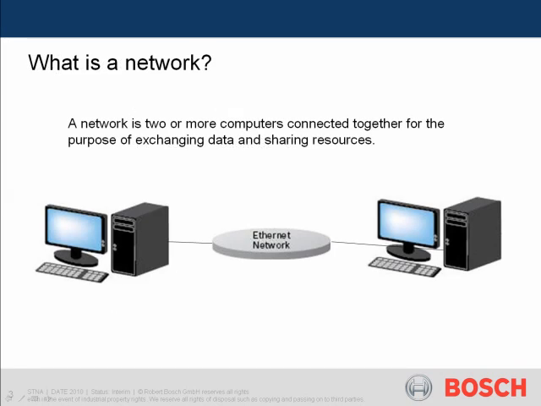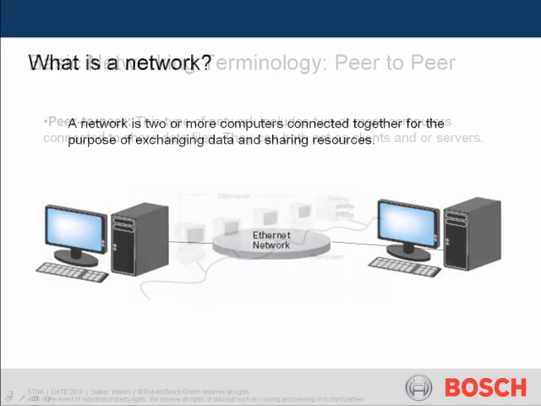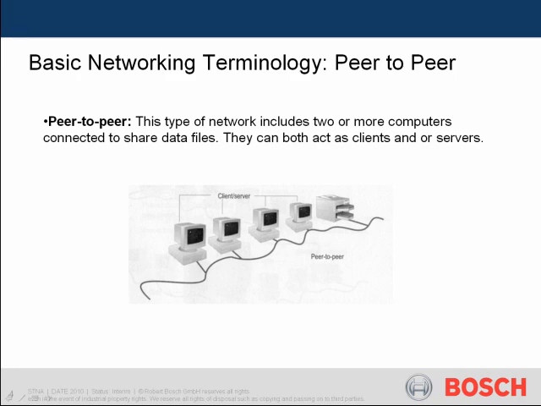So let's start out by defining what a network really is. A network can be as basic as two computers connected together with a crossover cable for the purpose of exchanging data or sharing resources. A network term that you may have heard before, peer-to-peer, is where you have a network that has two or more computers, and both computers act as a client and a server to each other. There's no involvement of a central server for login identification or the server distributing the data. The hosts in this type of network are both consumers and suppliers of resources.